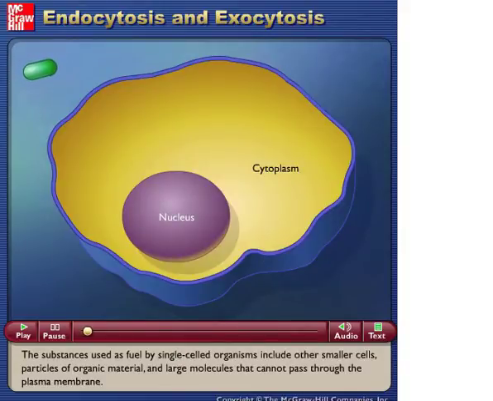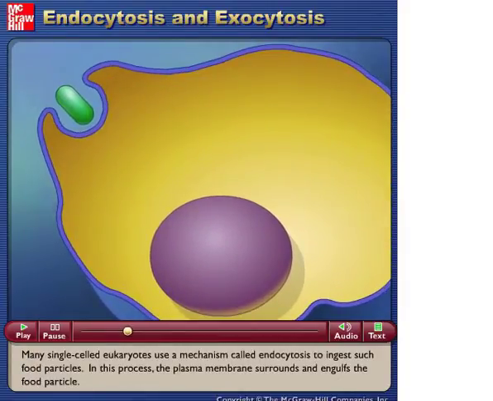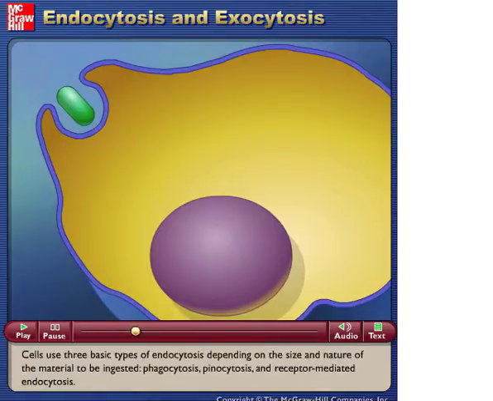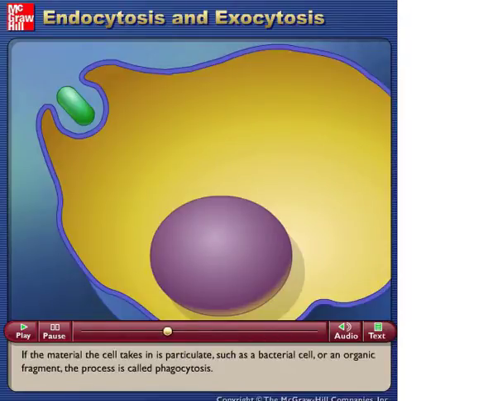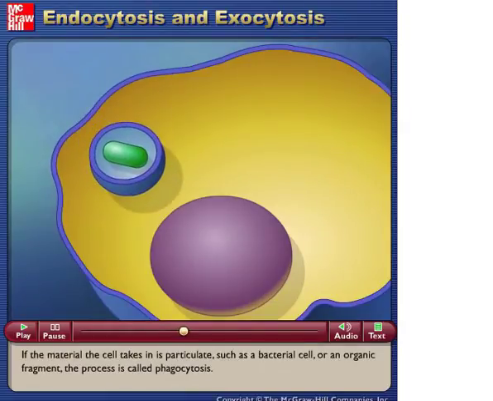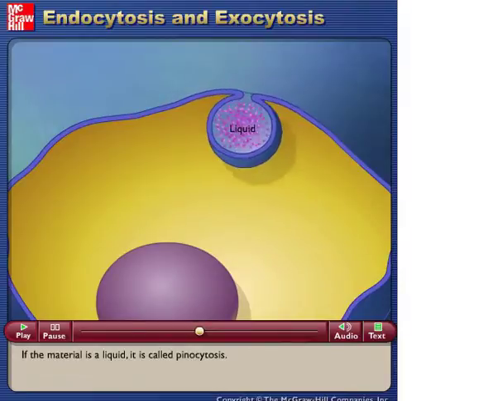The substances used as fuel by single-celled organisms include other smaller cells, particles of organic material, and large molecules that cannot pass through the plasma membrane. Many single-celled eukaryotes use a mechanism called endocytosis to ingest such food particles. In this process, the plasma membrane surrounds and engulfs the food particle. Cells use three basic types of endocytosis depending on the size and nature of the material to be ingested: phagocytosis, pinocytosis, and receptor-mediated endocytosis. If the material the cell takes in is particulate, such as a bacterial cell or an organic fragment, the process is called phagocytosis. If the material is a liquid, it is called pinocytosis.